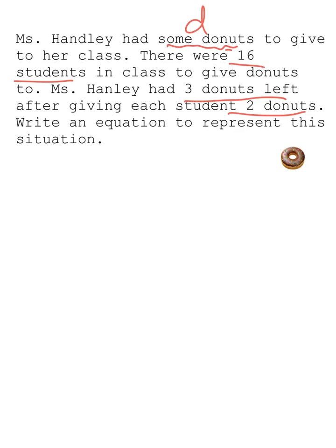So we don't know how many donuts she started with, so we call that D. She gave away or subtracted 2 donuts per student. So we know that she has 16 students, but for each student, she gave away 2 donuts. So I'm going to multiply that. And then we know that she had 3 donuts left. So that would equal 3.